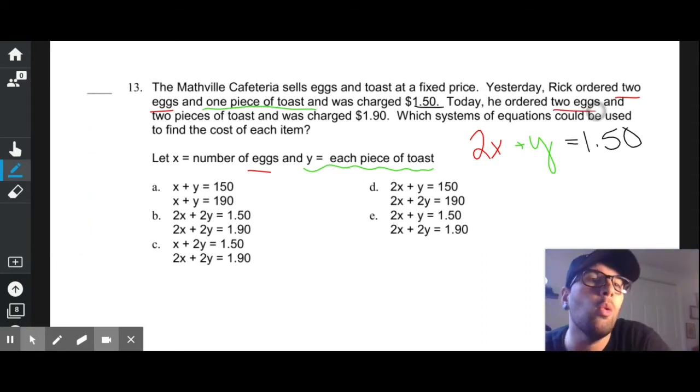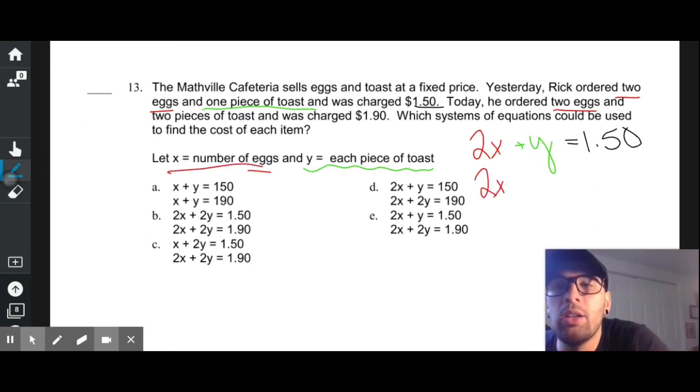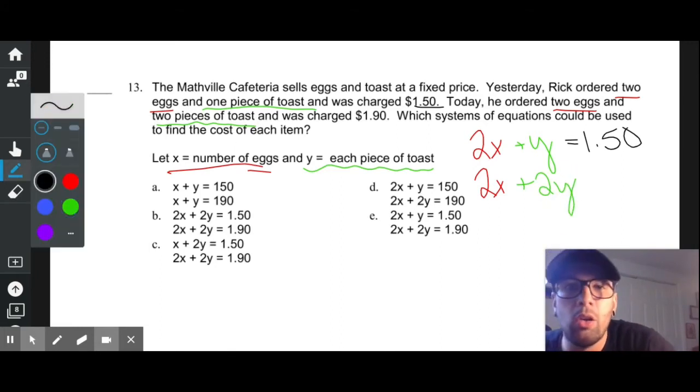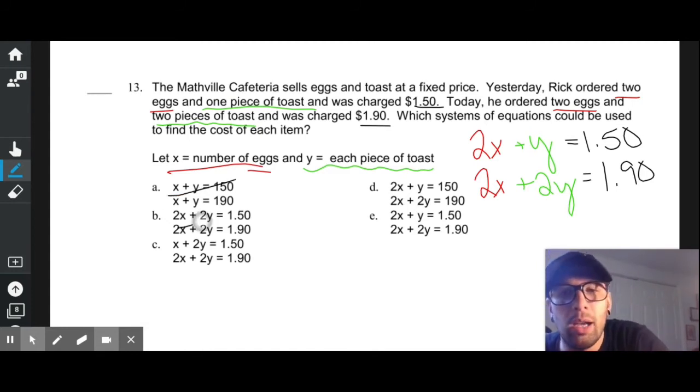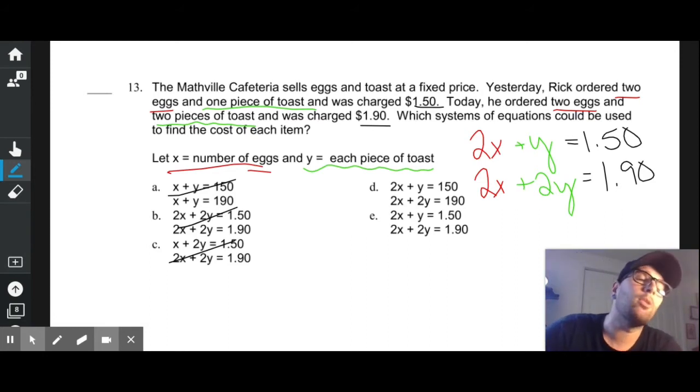Today, he ordered two eggs, which is two X's again, and he ordered two pieces of toast. Oh, Rick, you renegade. How much did that all cost, Rick? It cost him $1.90. So it looks like my equations are 2x plus y is $1.50 and 2x plus 2y is $1.90. Look at the difference between D and E. D is 150, E is 1.50. He's not spending $150 on two eggs and toast.